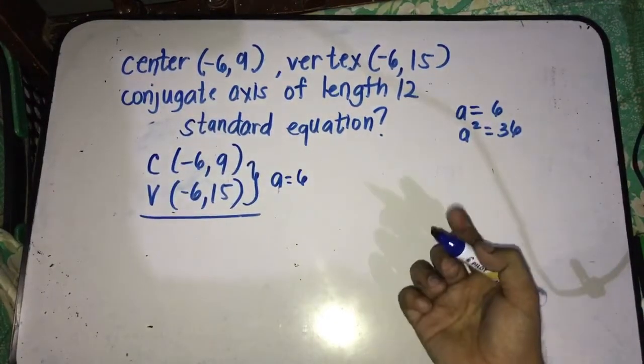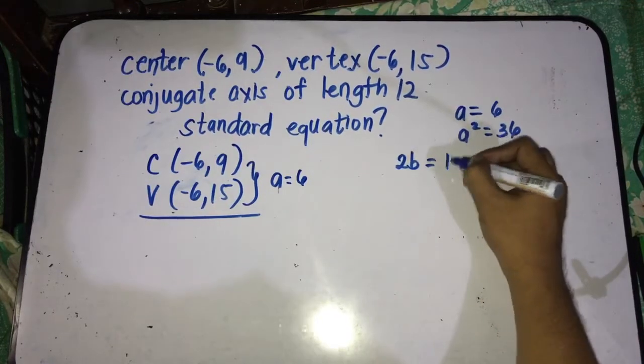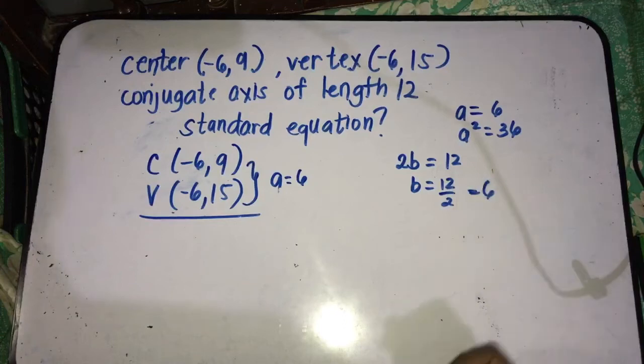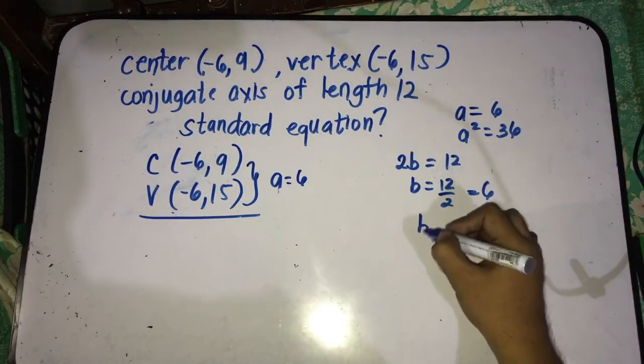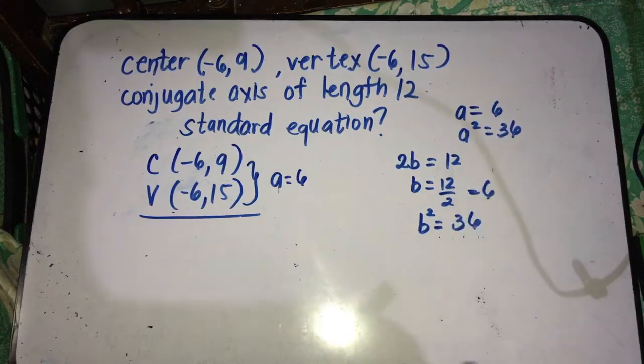Conjugate axis of length 12. Alam natin that the conjugate axis is 2b. And that 2b is equal to 12. And b is equal to 12 over 2, and that is 6. So, b now is equal to 6. Therefore, b squared is equal to 36.